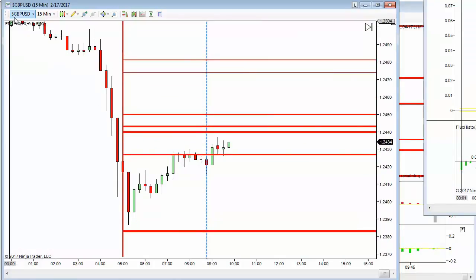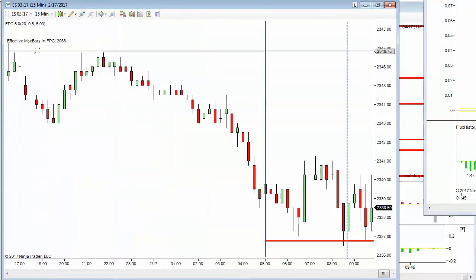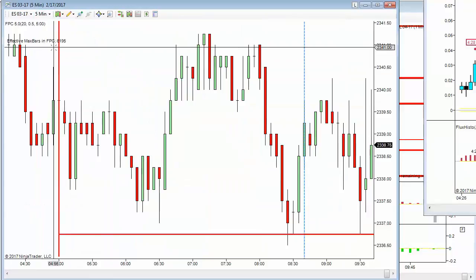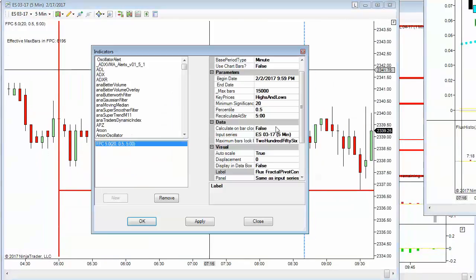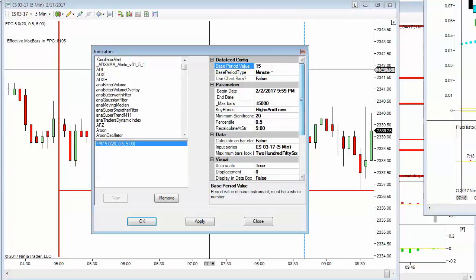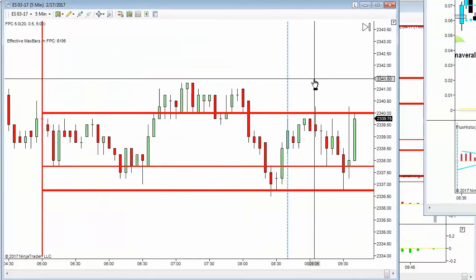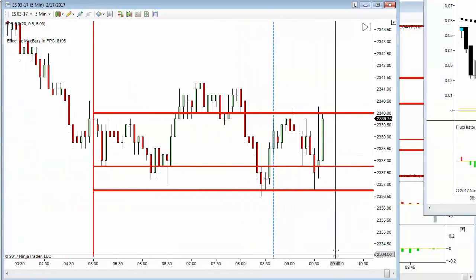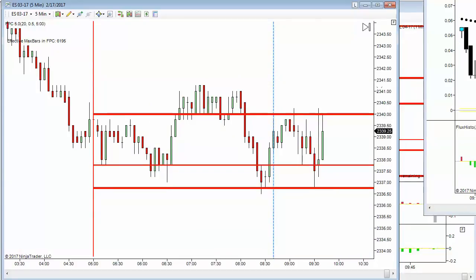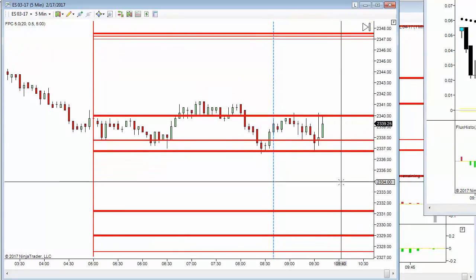So whether it's the pound dollar on a 15-minute chart, the E-mini S&P on a 5-minute chart, do you see where the levels are coming in, guys? These are the landmines. These are the landmines that you have to watch for.